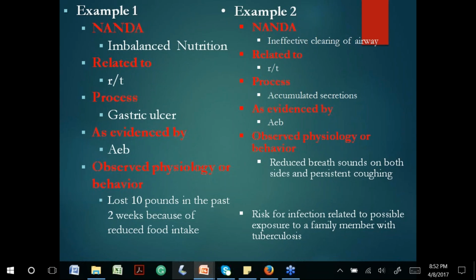We have ineffective airway clearance. That is related to accumulated secretions as evidenced by physiological behavior. That means wheezing, right? We have wheezing, we have a lot of coughing, so we have some adventitious sounds, and that could be, for example, related to medication. All right. So how is this related to medication?